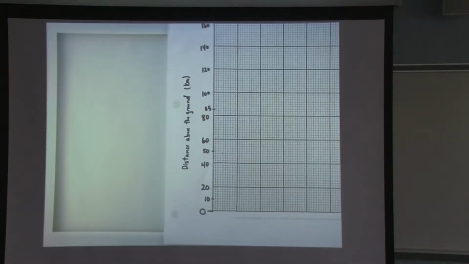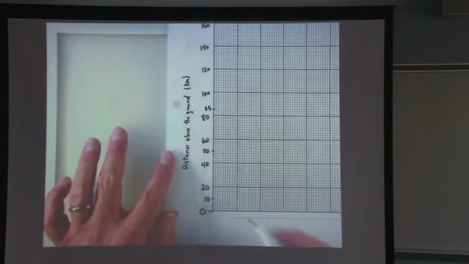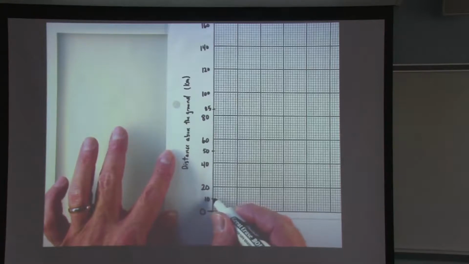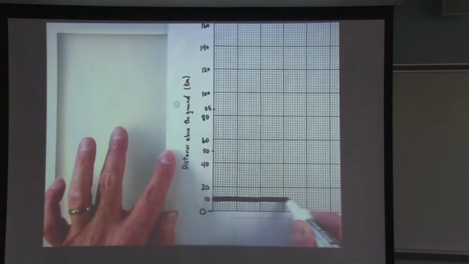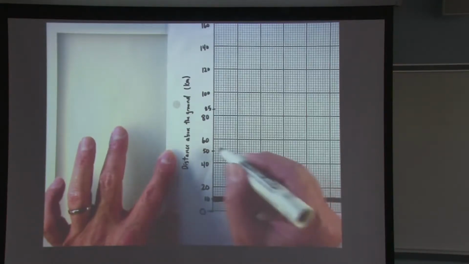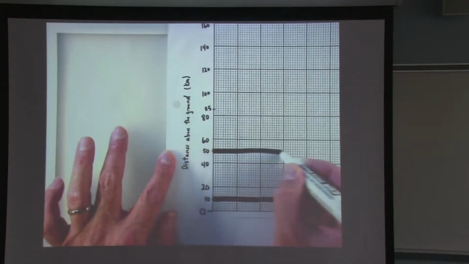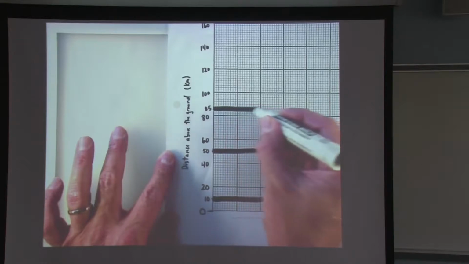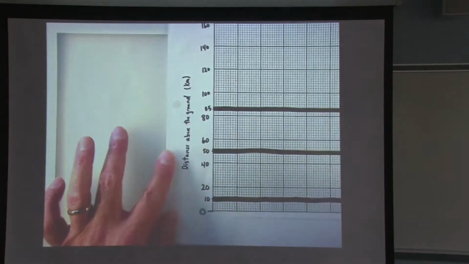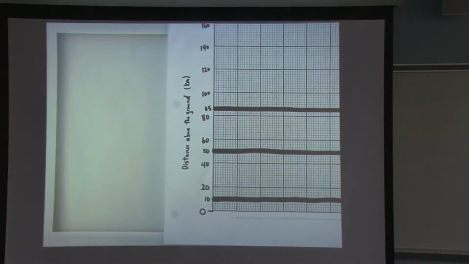Now I'm going to use the same color, but I have a big thick marker here. And what we're going to do is darken in that line at 10, like we just labeled, so it really stands out. We'll do it again at 50, and again at 85. It doesn't have to be perfect, just close.